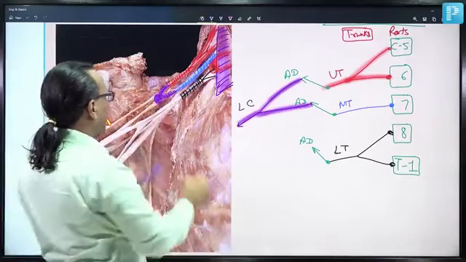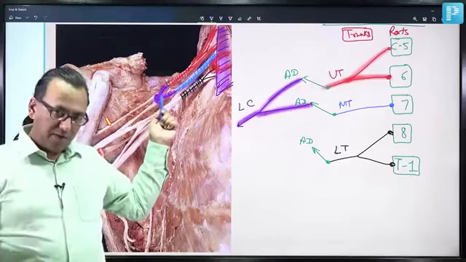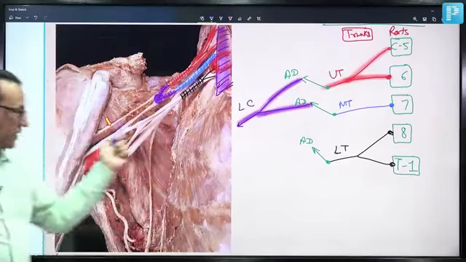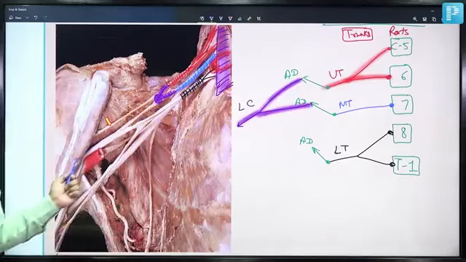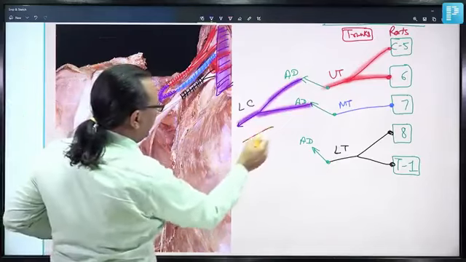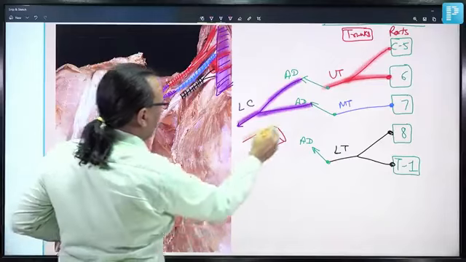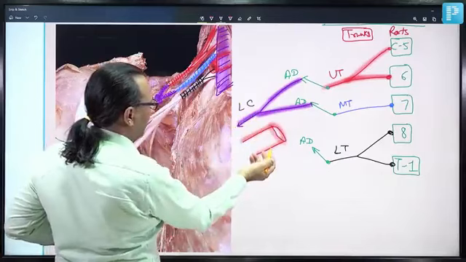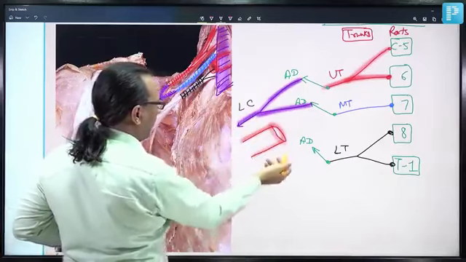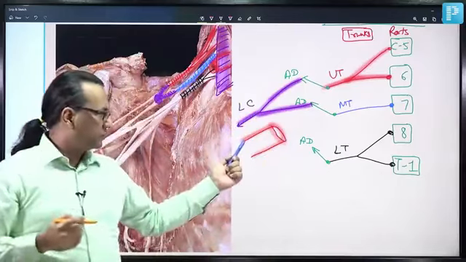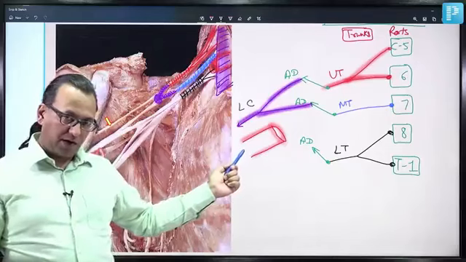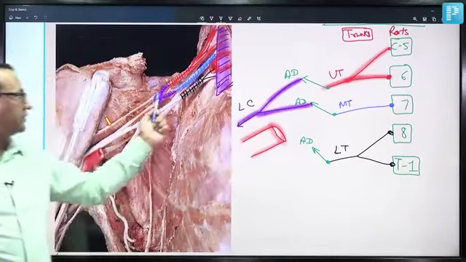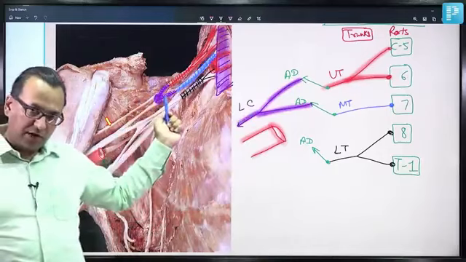There are three cords of the brachial plexus: lateral cord, medial cord, and posterior cord, named according to their relation with the axillary artery. Say, if we have the axillary artery here, then there is a cord running lateral, so lateral cord, a cord running medial, so medial cord, and one running posterior, so posterior cord of the brachial plexus. Just now you have shown the lateral cord. Can you show the medial cord as well?